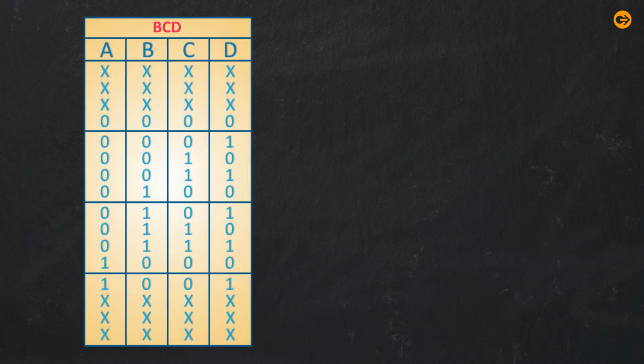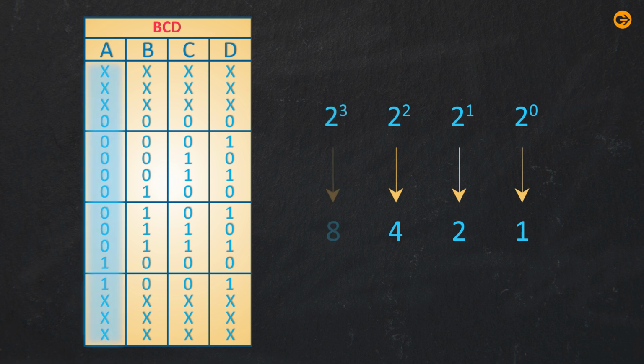This figure illustrates that BCD is also named as 8421 code. From the right side, the weight of the first number is 2 to the power 0, which is equal to 1. The weight of the second number is 2 to the power 1, which is equal to 2. The weight of the third number is 2 to the power 2, or 2 squared, which is equal to 4. The weight of the fourth number is 2 to the power 3, or 2 cube, which is equal to 8.